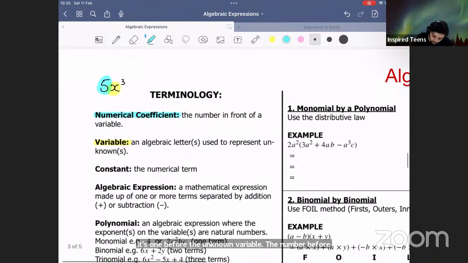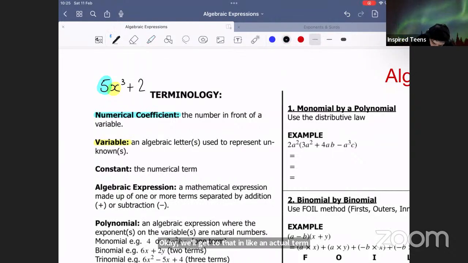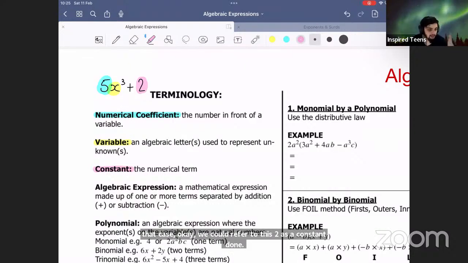Then we have a constant, which is a numerical term. We'll get to that in an actual term. So let's add on to this: 5x cubed plus 2. In that case, we could refer to this 2 as a constant term. It's a numerical term. It has a value that we know. It's not unknown like a variable.